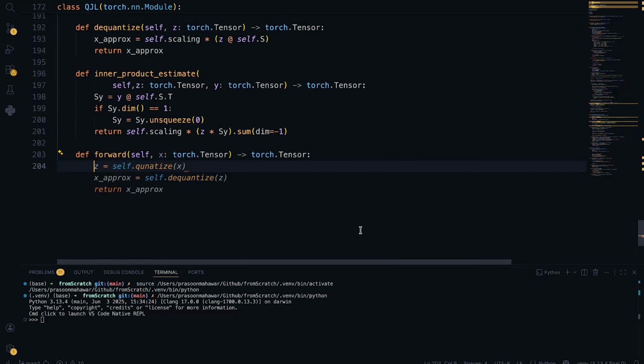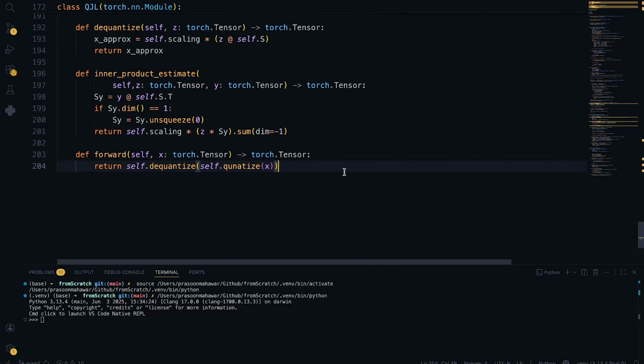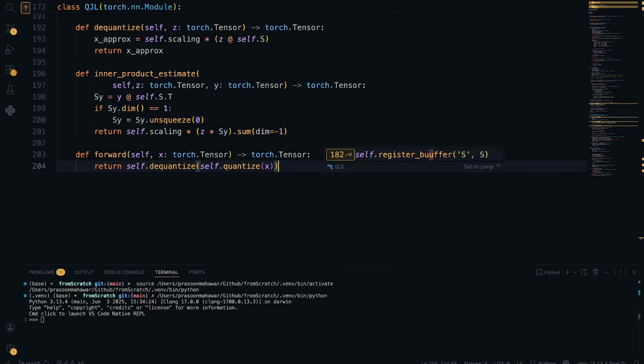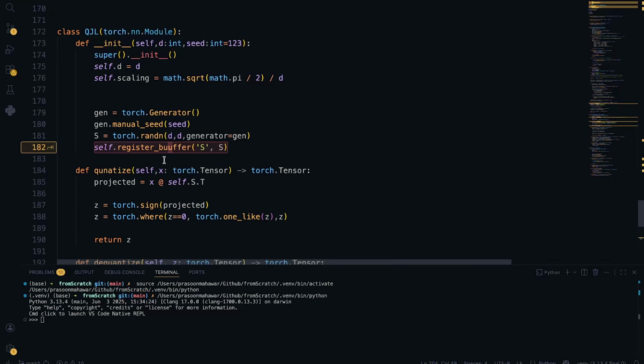And finally the forward method, again it will have self comma x, that is a torch tensor, and it will simply return self.dequantize of the quantize of x. Okay, so let me walk this through. Did I miss something? Oh, the buffer, yeah, okay, and dequantize, fine.